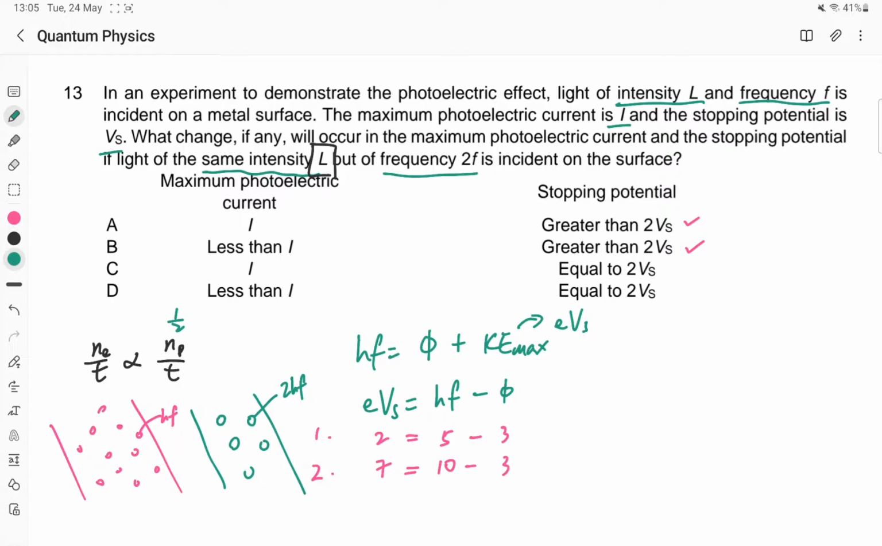So we can't tell for sure that the current will be halved, but we could tell that it will be less than the original because there are simply much fewer photons arriving per unit time. So that will be less than I. Answer is B.